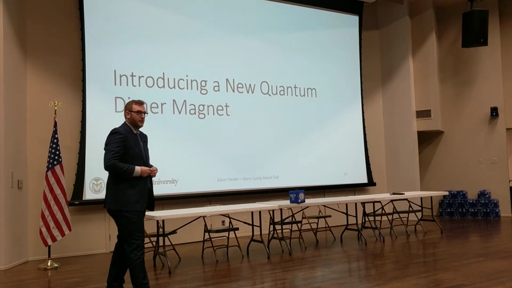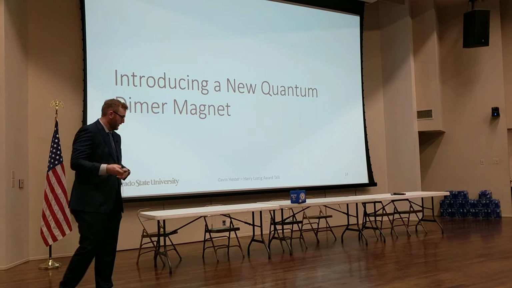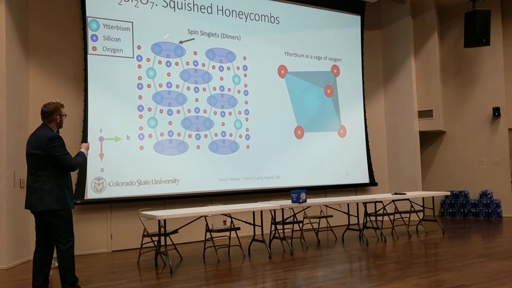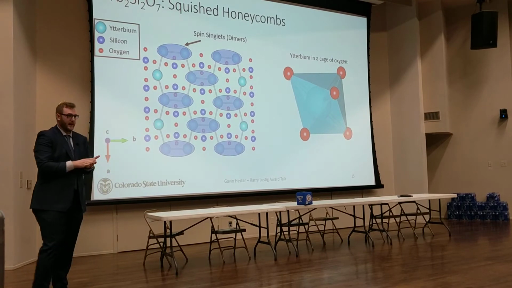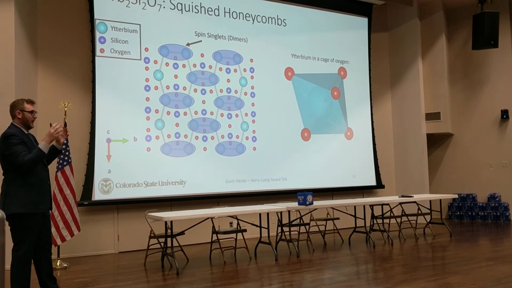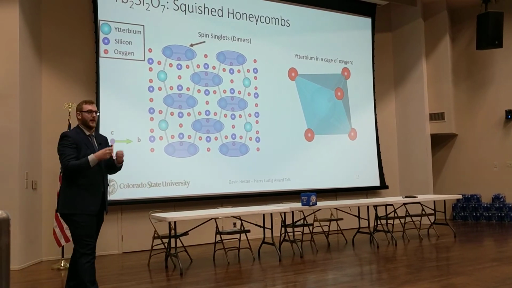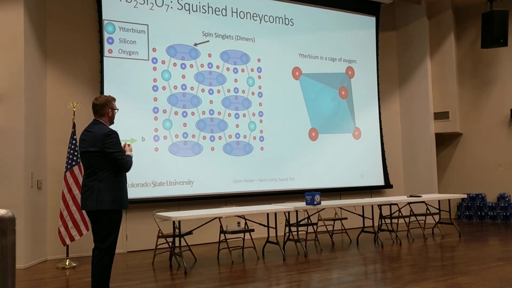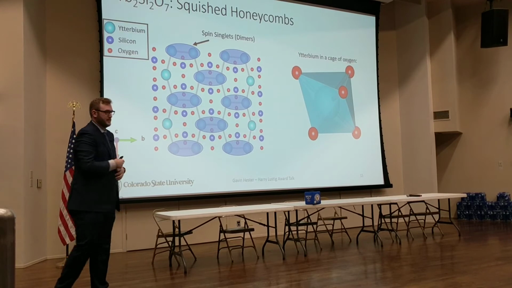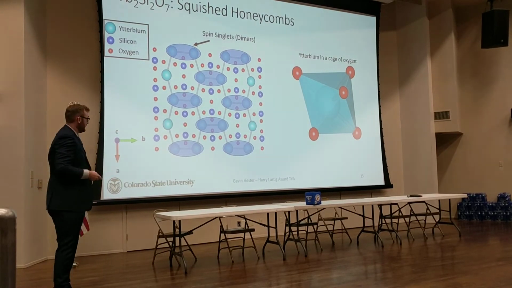So, finally into the actual data, and I'll be showing you our new quantum dimer magnet, ytterbium silicate. So this is what ytterbium silicate looks like if you look down on the AB plane. It's what I like to call a squished honeycomb. So it's not a perfect honeycomb because this bond here is about 4% shorter than this bond here. This naturally leads these spins to form those dimers that I mentioned.